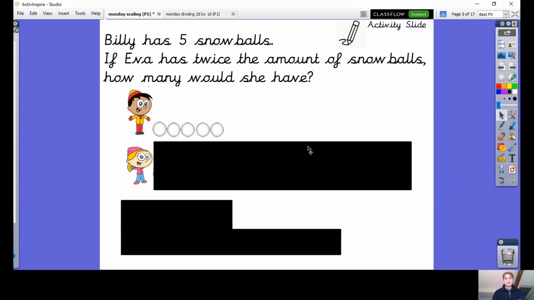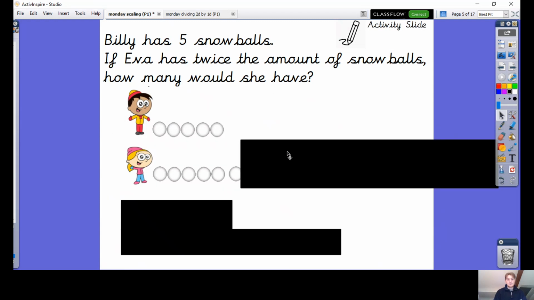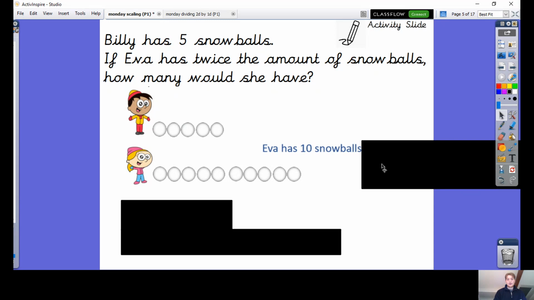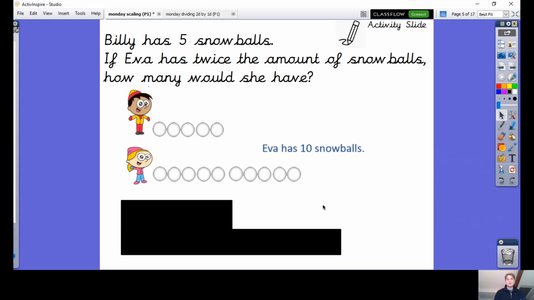Okay, right, let's go through the answers then. So, Eva has twice the amount of snowballs, and I've drawn this out here. Can you see? She has one lot of 5 and another lot of 5. We've doubled the amount that Billy has. And altogether, Eva has 10 snowballs. If you count them, there are 10.